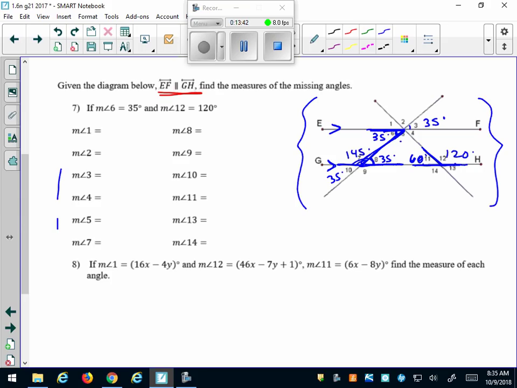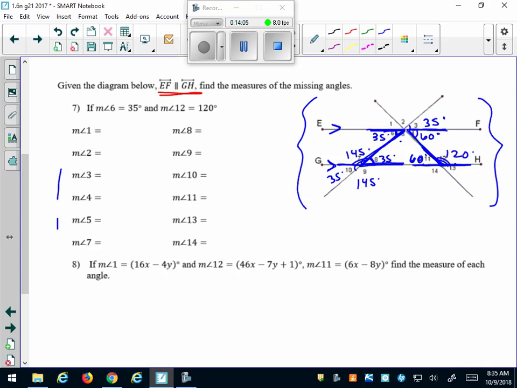There's the Z, right? So then this is 35 because it's vertical to angle 8. So then angle 9 is going to be 145 because it's vertical to angle 7. And then I can do angle 4 is 60 degrees because it's same side interior with 120.